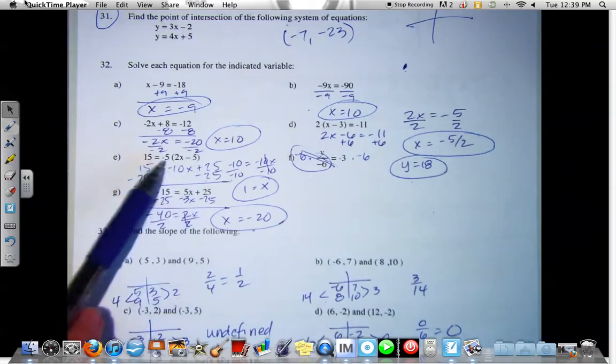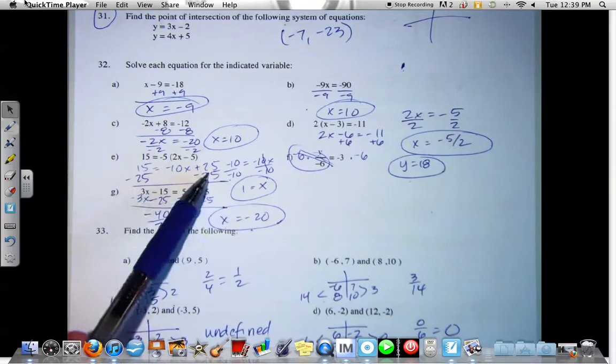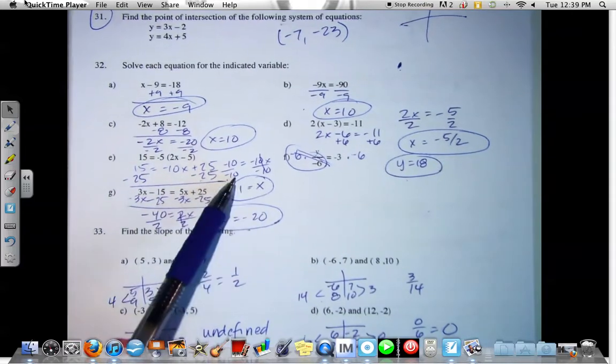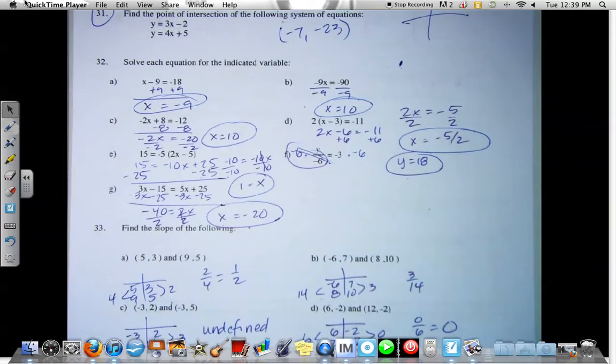E, we need to distribute. So we have 15 equals -10x plus 25. Subtract 25 from both sides. Divide by -10. X equals 1. F, multiply both sides by -6. Y equals 18. And G, subtract 3x from both sides, subtract 25 from both sides, divide by 2, and x equals -20. Questions on any of those?